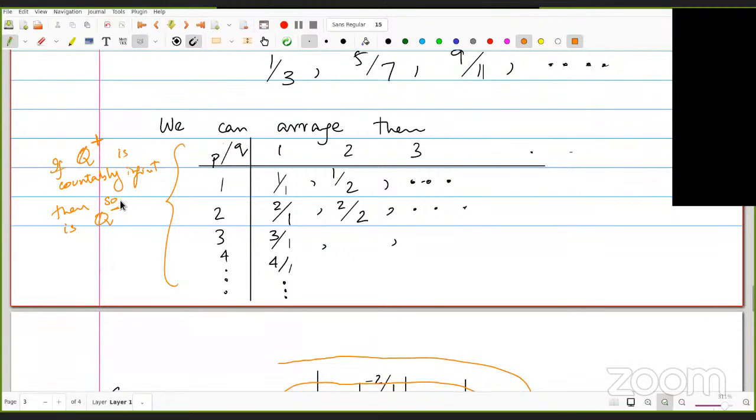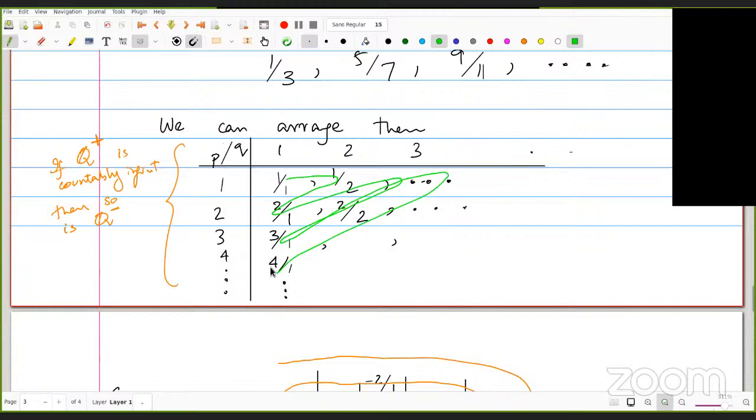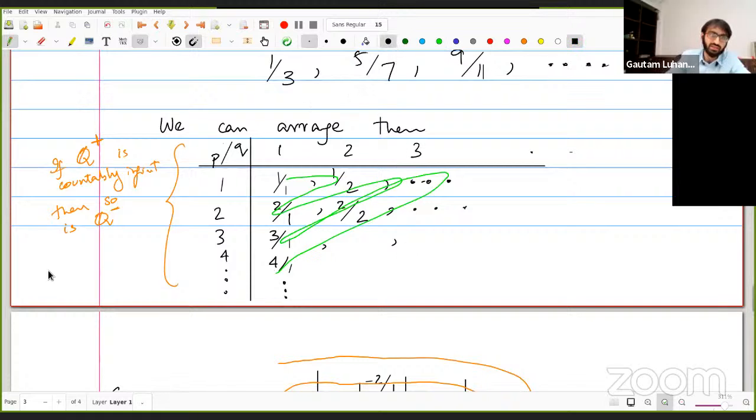We can see that Q plus is countable because you go from 1 over 1 to 1 over 2 to 2 over 1, then 1 over 3, then 2 over 2, something like that. Yeah. And we could see Q negative would be the same by putting negative signs in front of all these. It's very easy to see: I put a negative sign in front of them, so is Q negative.